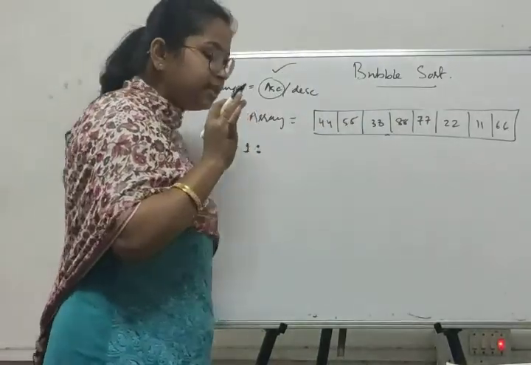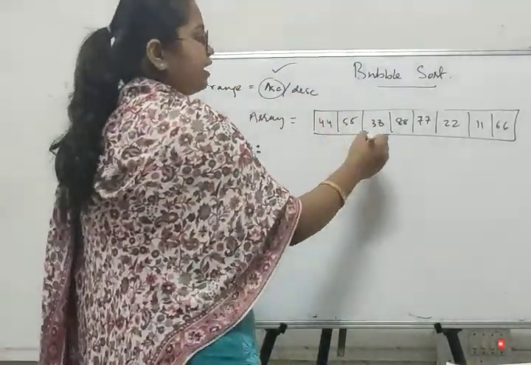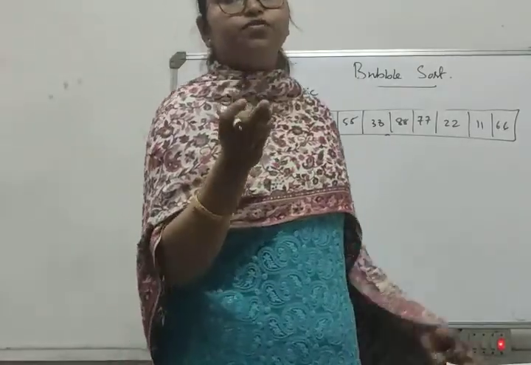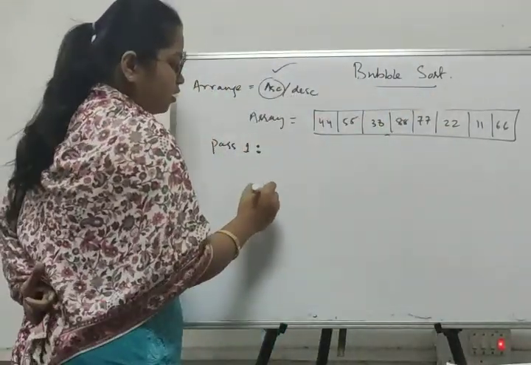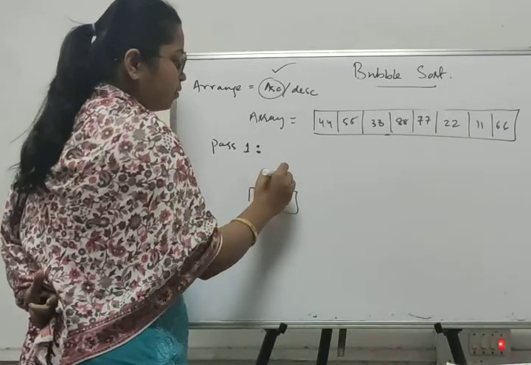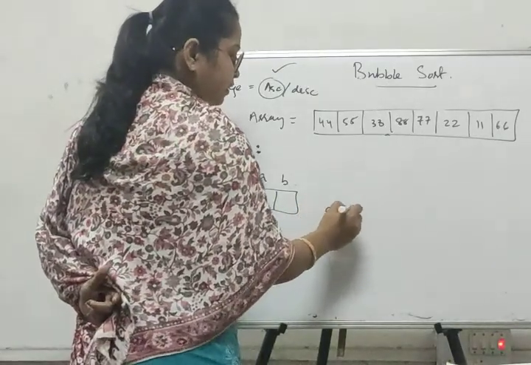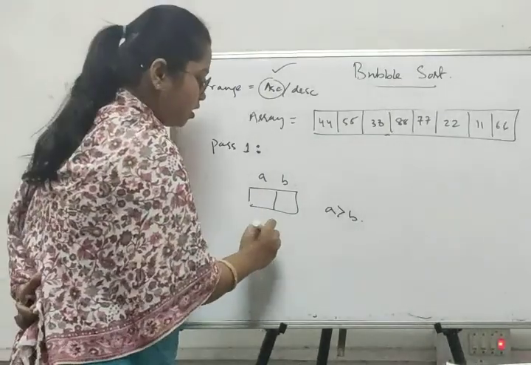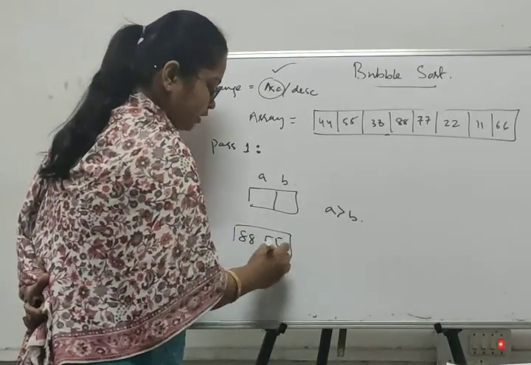What happens in each scan is that side by side elements are compared, and whenever a conflicting pair comes, we just swap it. What do you mean by a conflicting pair? A conflicting pair is a pair in which A comes before B and the value of A is greater than B. Example, suppose 55 and 88. This is a conflicting pair.